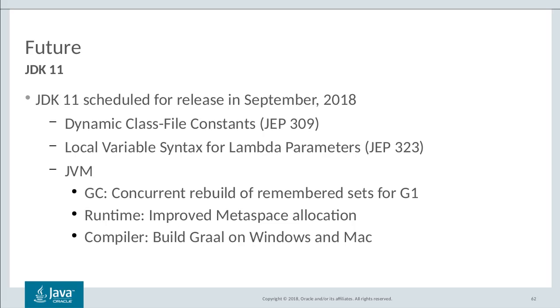And for the JVM in JDK 11, there are already great improvements to the various components. For the GC, we now have concurrent rebuild of remembered sets for G1, and this is a very great feature that will decrease memory usage, decrease CPU usage, and make G1 overall more effective. For the runtime, there has been improved metaspace allocation that probably and hopefully will result in some memory savings, and the compiler team now builds Graal on both Windows and Mac.